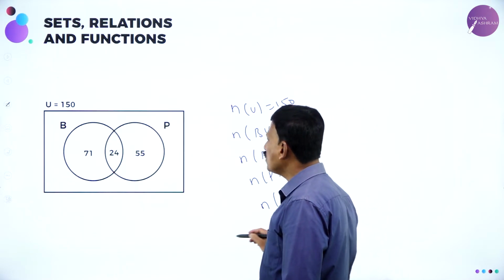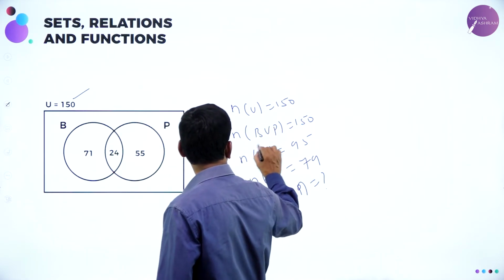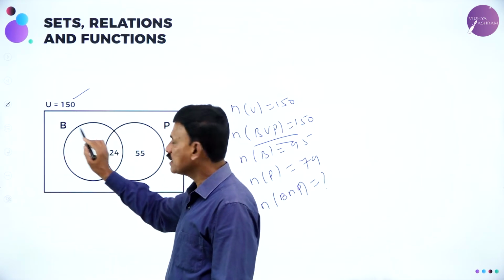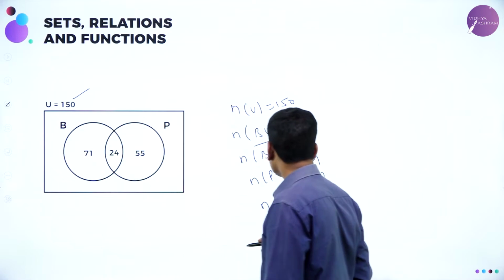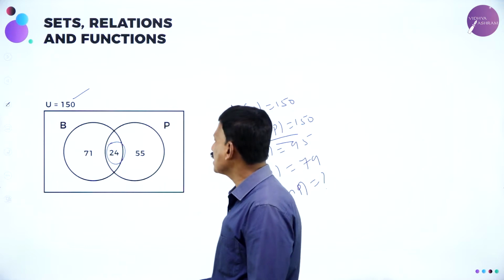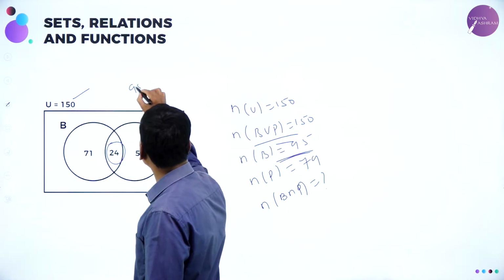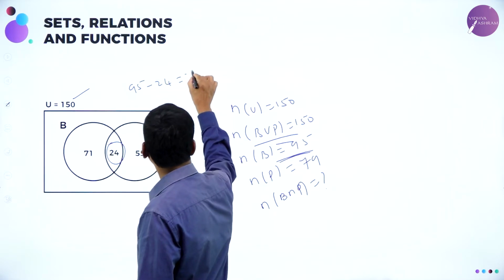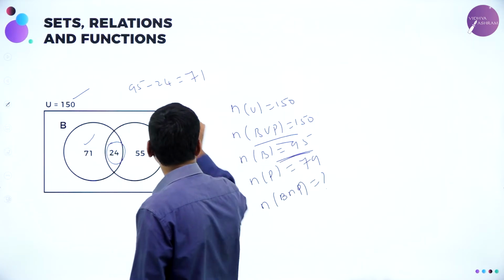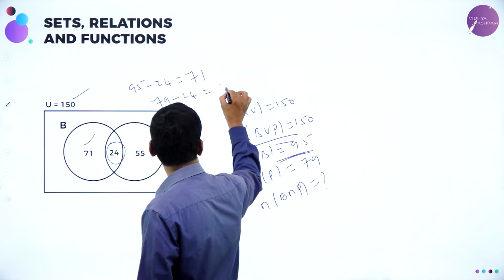Now, here we already got the number of students U is equal to 150, that is B union P is equal to 150. B is burger and P is pizza. So, the number of students who take both is 24. So, 24 students take both burger as well as pizza. So, the number of students who take only the burger is 95 minus 24, which is 71. And the number of students who take only pizza is 79 minus this 24 common, that's equal to 55.